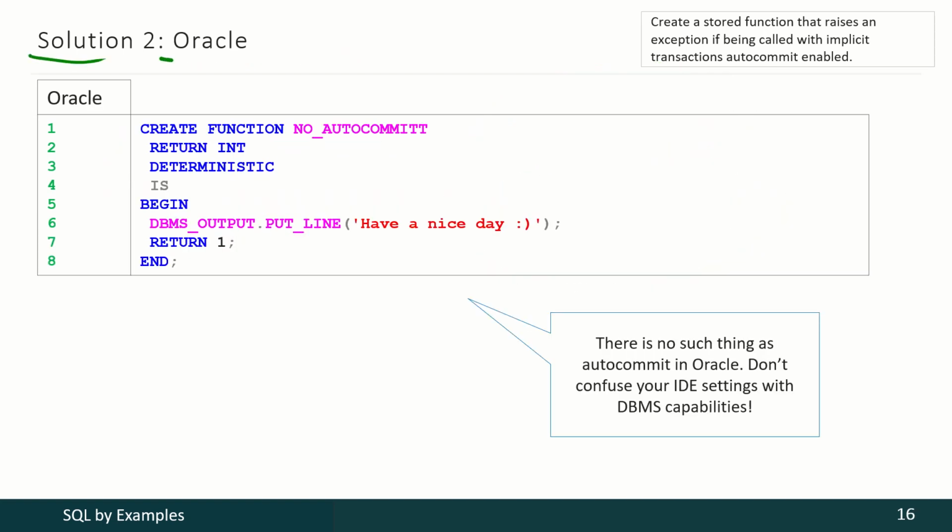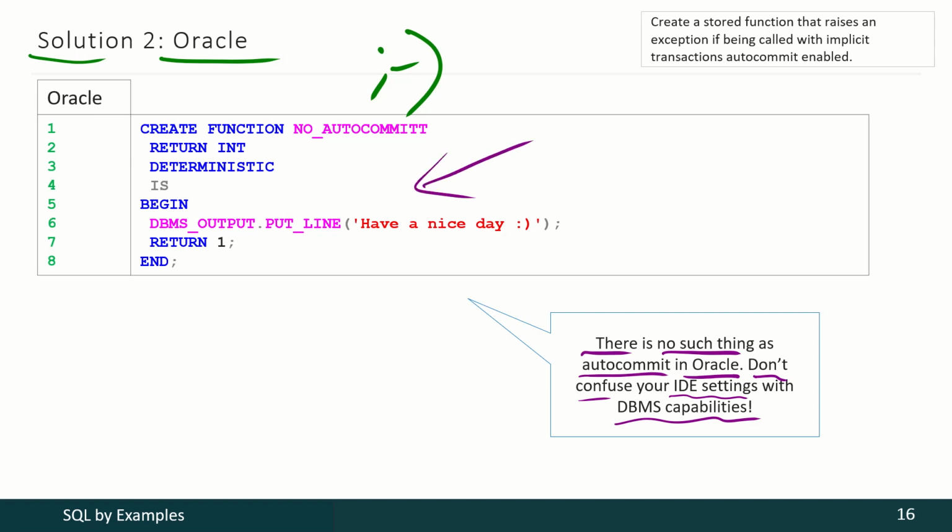The solution for Oracle is not a real one. There is no such thing as autocommit in Oracle at all. And also please don't confuse your IDE settings with DBMS capabilities. That's why we have nothing to do here, nothing to check here, we may only print some debug message.